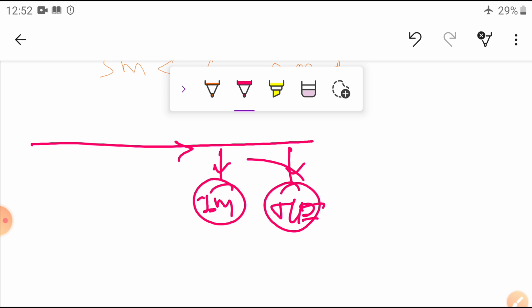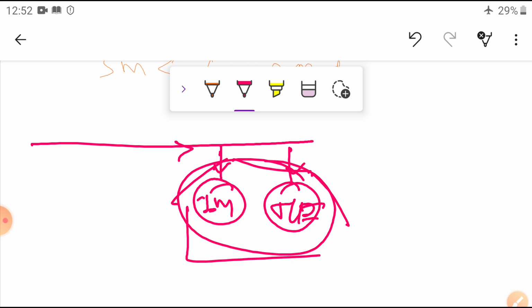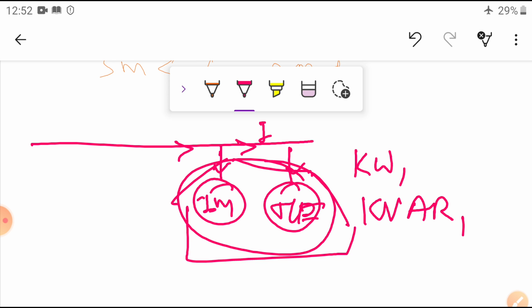Now what happens? Due to this, we get reactive power. We can see the motors in an industry, one transformer and some induction motors, drawing this current. Then what is the active power? Kilowatt. And what is the reactive power? kVAR 1. What is the apparent power? kVA of our load. Okay, now the power factor is always less.